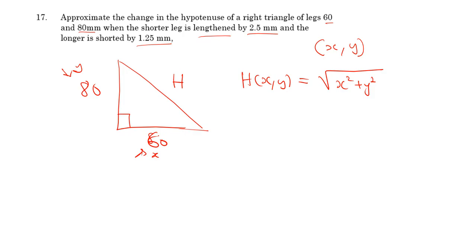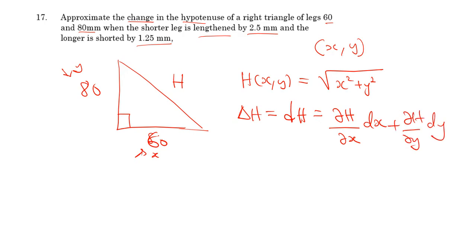So now we're going to use the total differential for h, to approximate the change in h. Since they're saying approximate the change in the hypotenuse, we use the total differential, which is dh. So dh is given by the formula: partial of h with respect to x, multiplied by dx, plus the partial of h with respect to y, multiplied by dy. So this here is what I'm going to use.